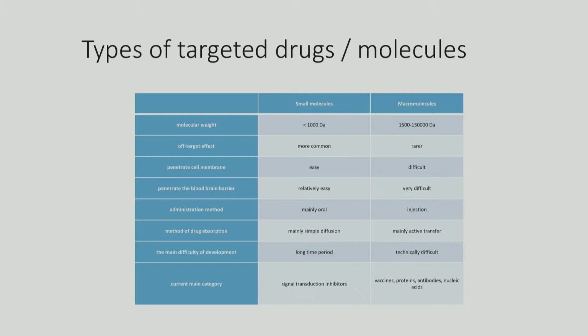If I have to give you examples, most of the signal transduction inhibitors, like all the tyrosine kinase inhibitors, are considered small molecules, whereas the proteins, the antibodies, and the vaccines are all macromolecules. So the off-target effects are very much minimal with these macromolecules. With small molecules, the off-target effects are more, and so is the penetration into the cell.